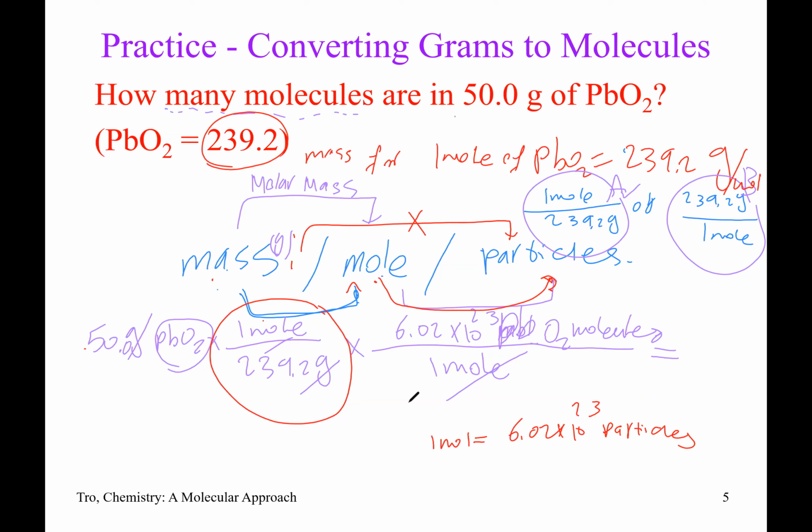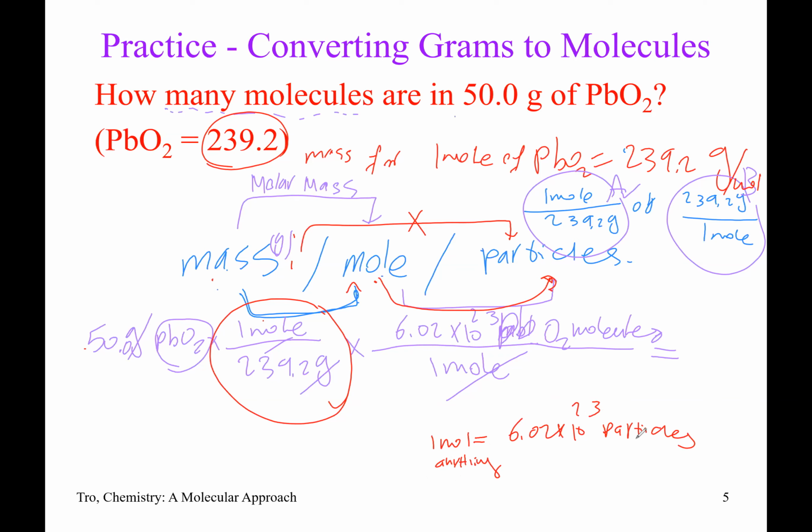Okay, so did I answer your question one, based on the mole formula? The molar mass is 239.2, oh no, that's our PbO2. 1 mole of anything equals 6.02 times 10 to 23 particles. That's like 1 mole of apple equals that number of apples. 1 mole of pencil is that many pencils.